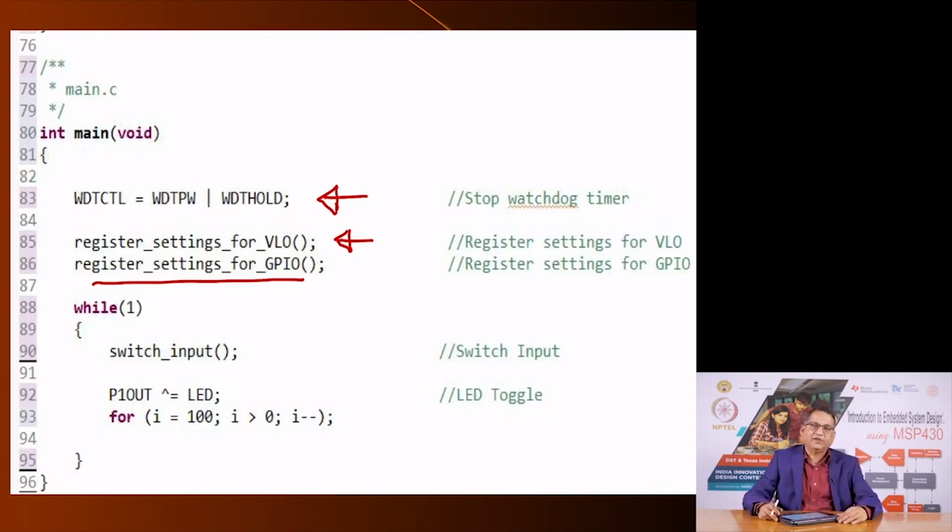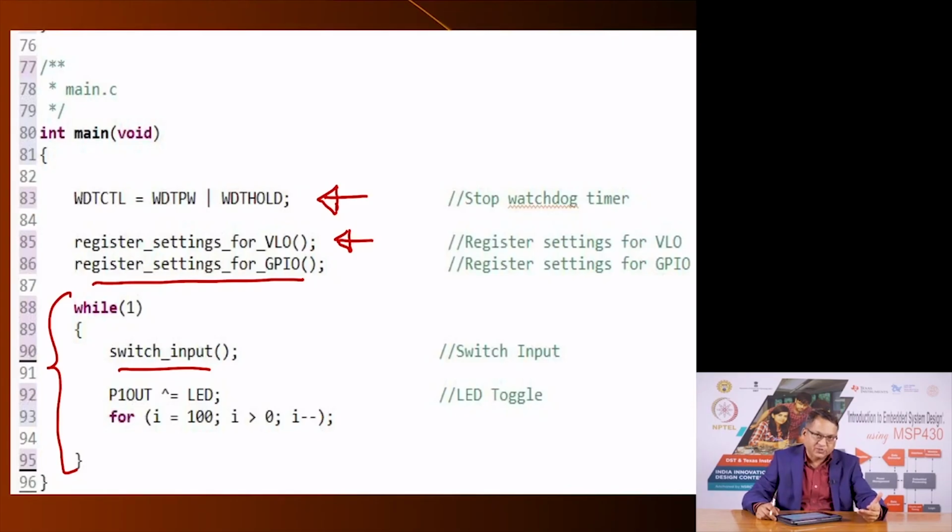The P1.7 pin has to be output pin and the other 3 pins have to be input pin. That will be done in this second function. And then we have an infinite loop, while 1, and we are saying read the switch. So, I am going to execute this function in which I am waiting to see whether switch 1 is pressed or 2 is pressed or 3 is pressed.